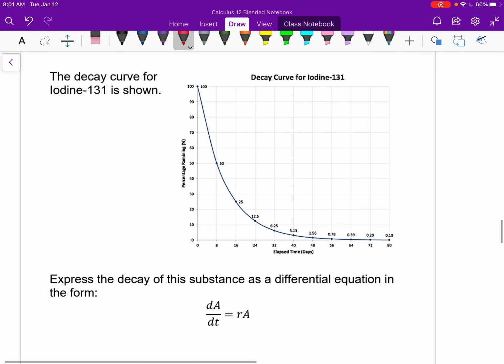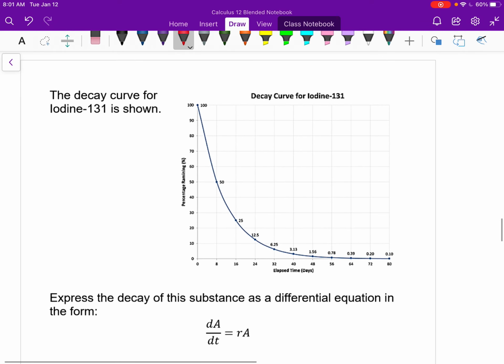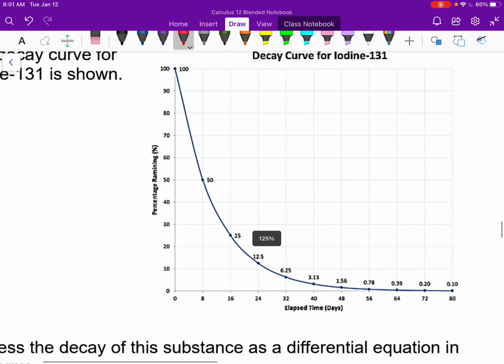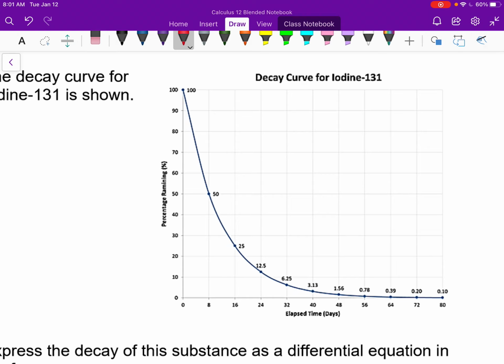Okay, last question, looking at half-life. I start with a half-life curve for this iodine 131, and we can see some details of it here: time in days on the x-axis, the percentage remaining of this sample on the y-axis.